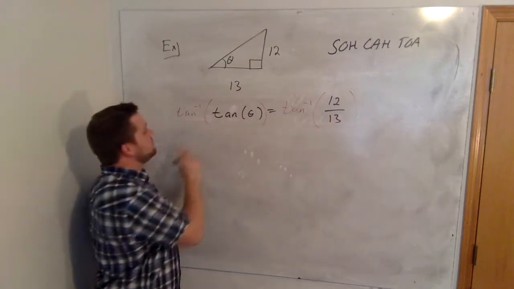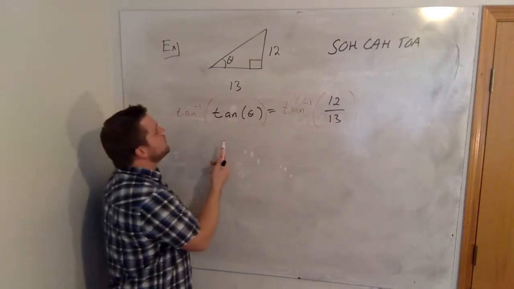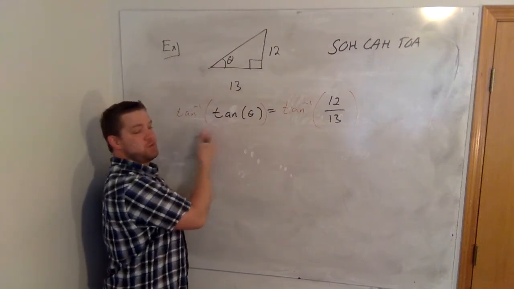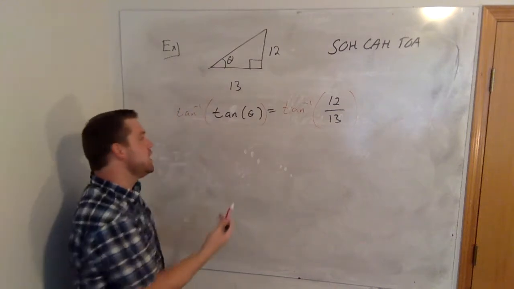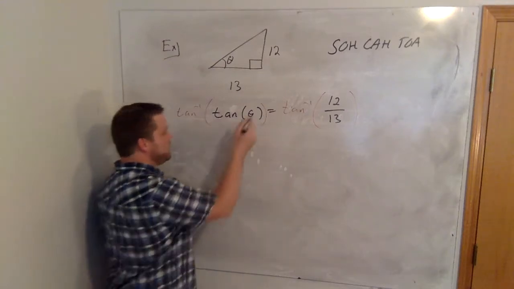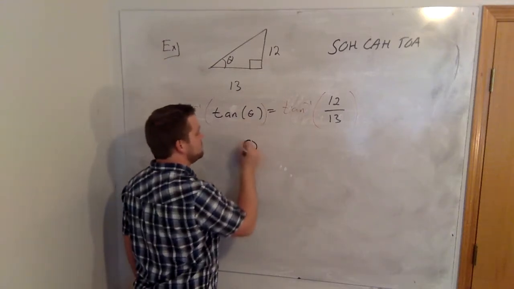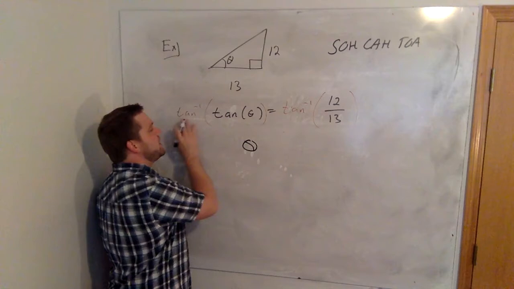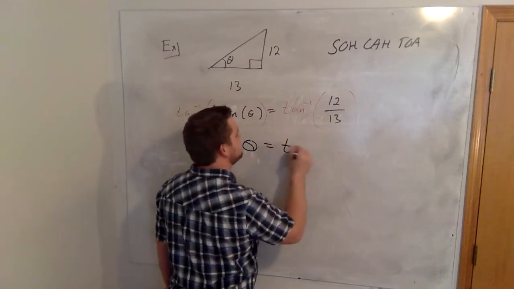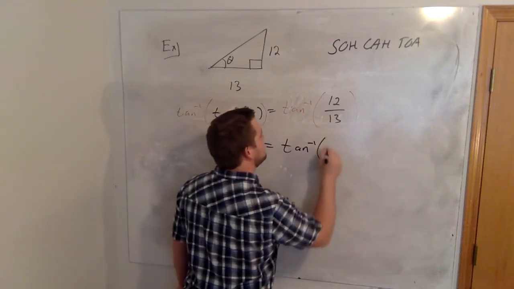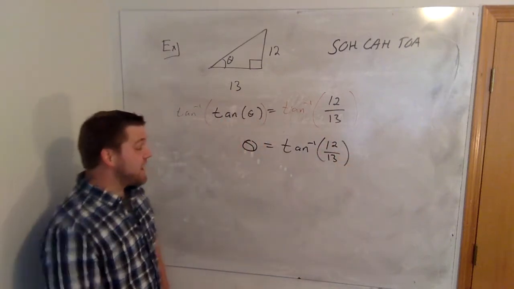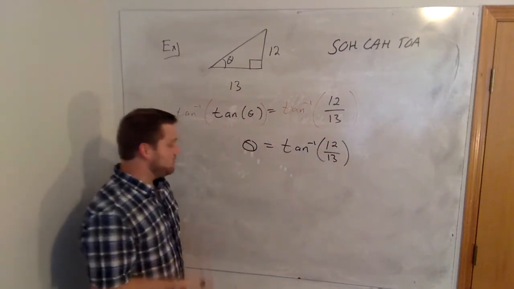Over here on the left, you can think of it like I square rooted something and then I squared it, so these operations cancel each other out. It's like I multiplied by 3 and then divided by 3. These cancel out and I'm just left with theta. I did an operation to theta, I undid that operation, and I'm back at theta. So theta is equal to the tan inverse of 12/13. This is the exact value of this angle.